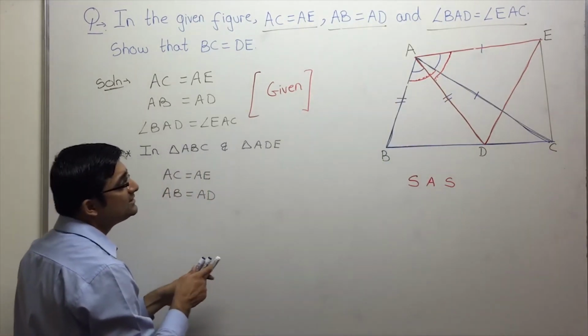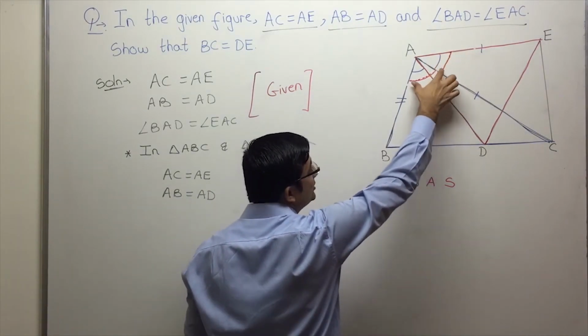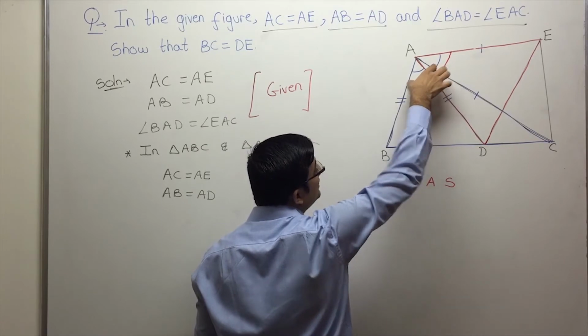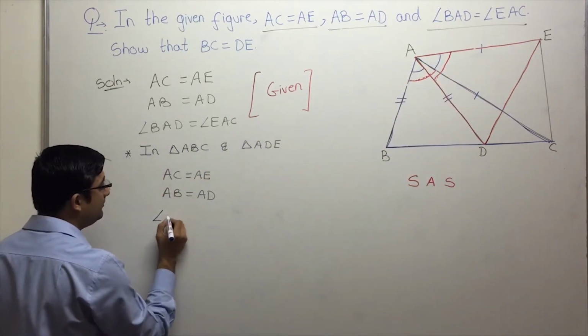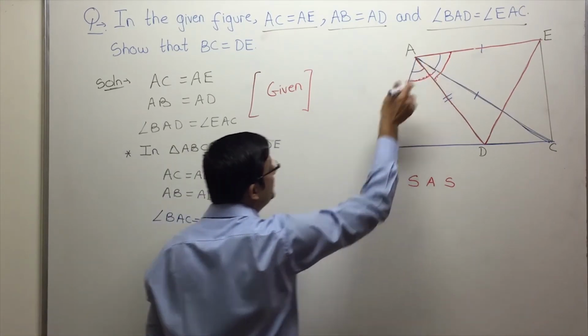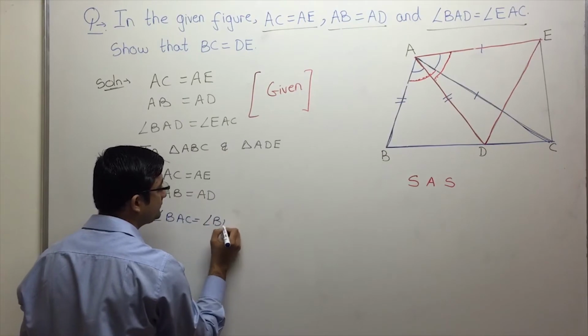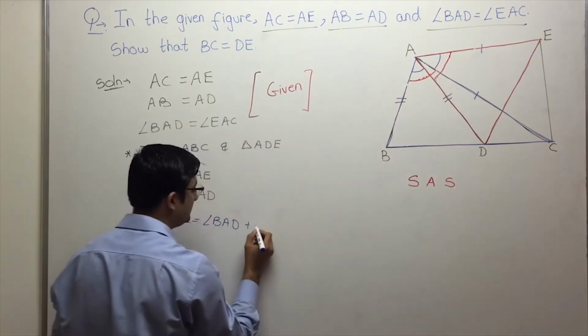So what I'll say is, similarly, what is this angle? It is this angle plus this angle. So see, what is this angle? Angle BAC. So I'll say over here, angle BAC is equal to, what is this angle over here? Angle BAD plus this small angle over here, that is angle DAC.